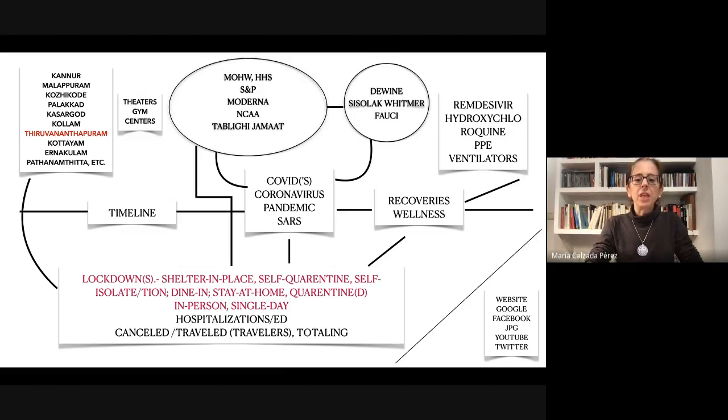So as we see, this gives a pretty clear picture of how Wikipedia EN represents COVID-19. And all that is associated to the final set of keywords that are website, Google, Facebook, JPG, YouTube, and Twitter, that shows that Wikipedia in English is really a 21st century type of encyclopedia. It is an electronic Wikipedia, hence those keywords.